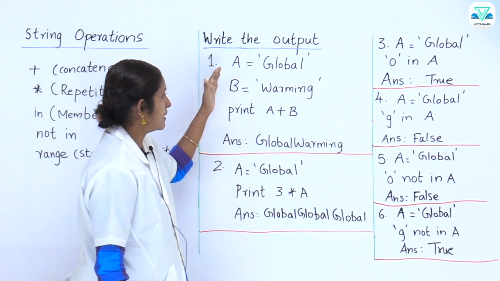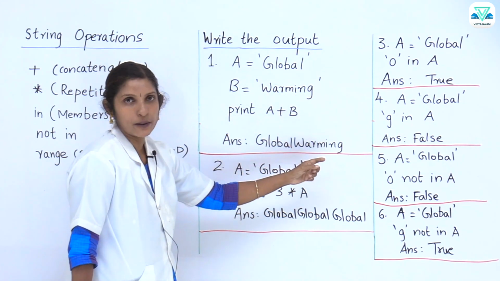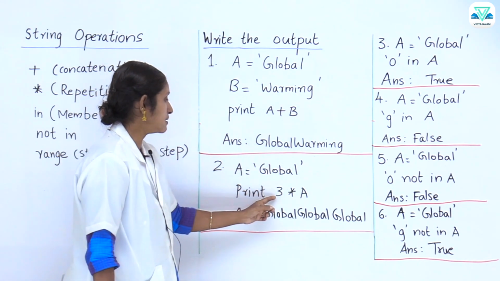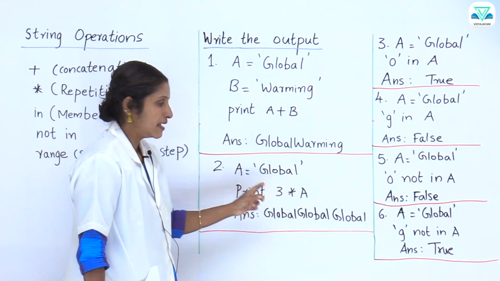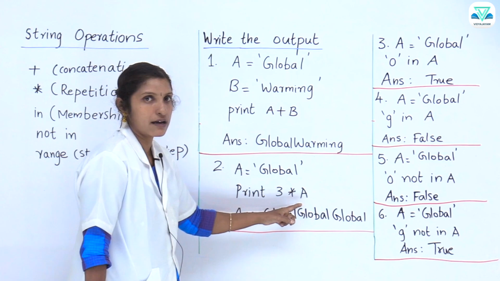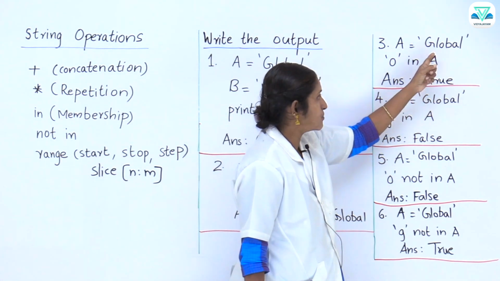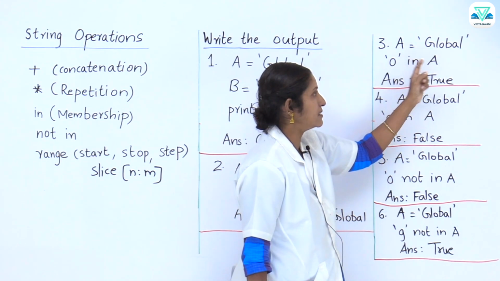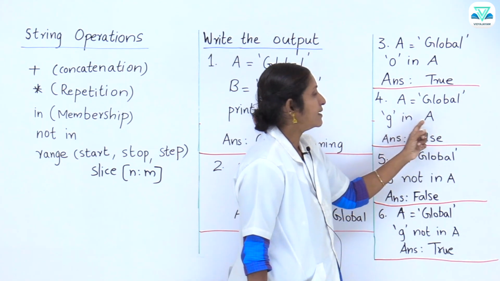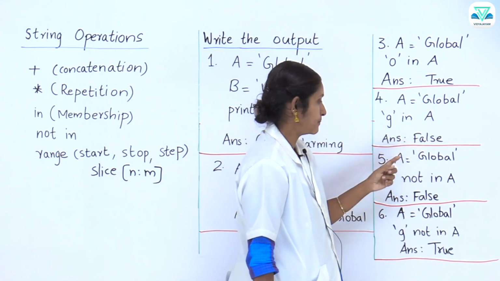Now the first example, A is global and B is warming. Print A plus B will be printing global warming without a space in between. A equal global, print 3 asterisk sign A, means the word global will be coming repeatedly 3 times since it is given 3 star A. A equal global, O in A, that means we are checking whether the letter O is present in A. Yes, so it will give you true. G in A, small letter G is not present in global, so it will give us false.